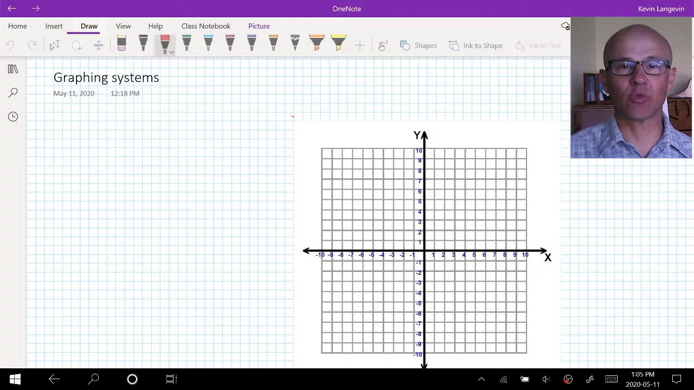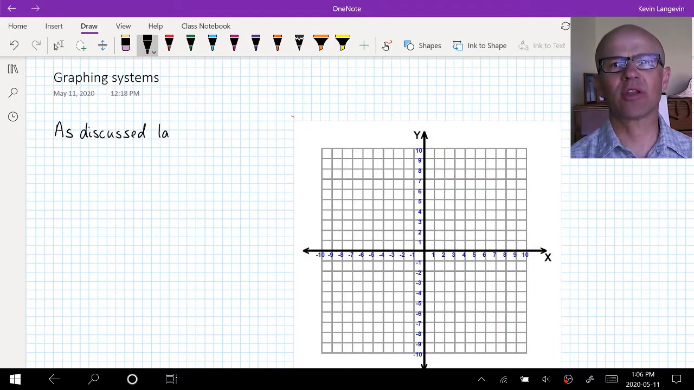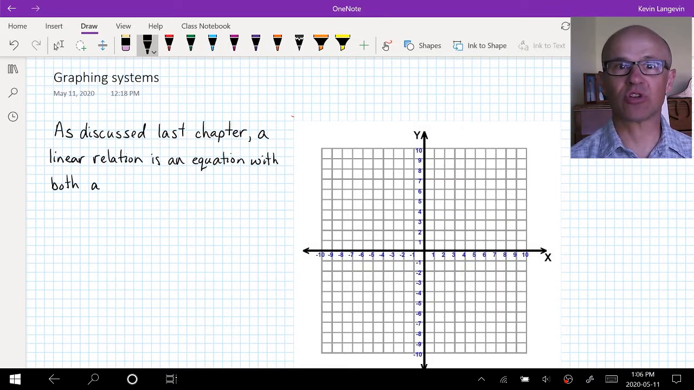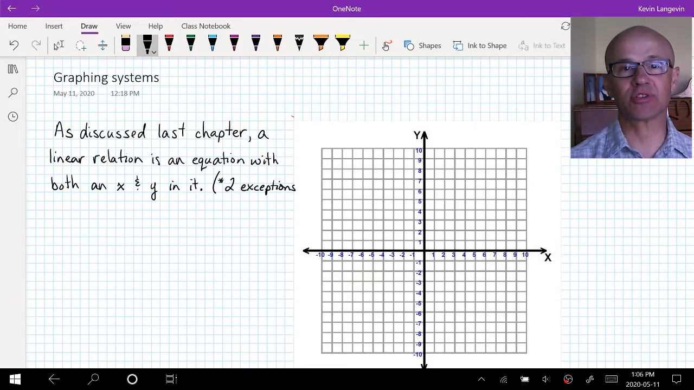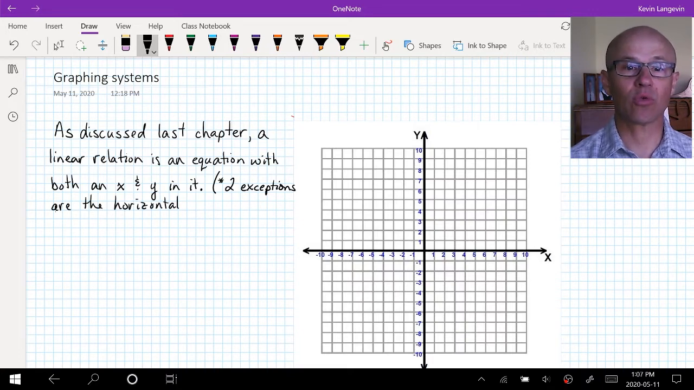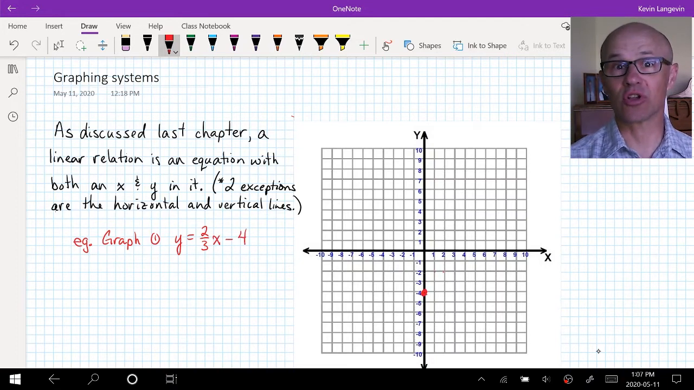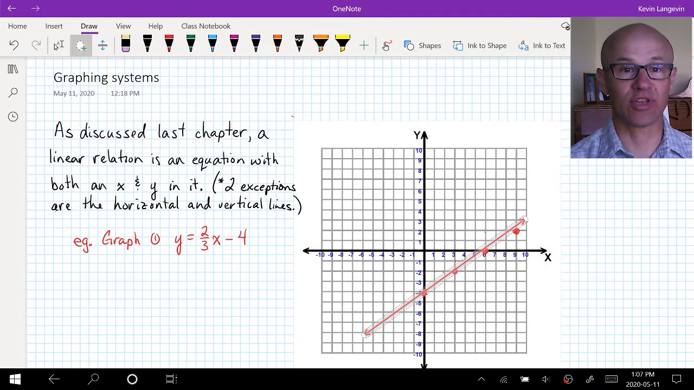As we discussed in our previous graphs, when we did them last chapter, it's really important that whenever we're dealing with a graph, we extend it, make it look as long as possible, because while it's important to be able to draw graphs, it's equally important to recognize that multiple graphs at the same time can serve a purpose for us. So we're going to be talking about linear equations for now, ones which have an x and a y in every single equation. As I've mentioned here, two exceptions are our vertical lines, which are x equals a number, or our horizontal lines, which are y equals a number.